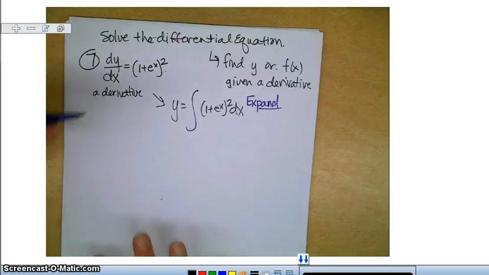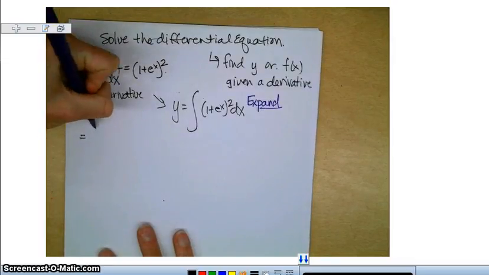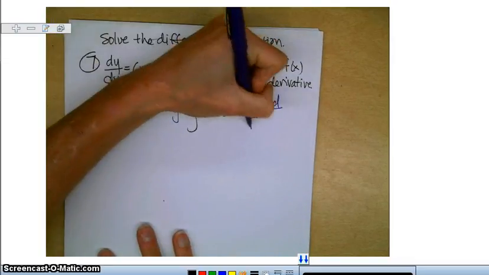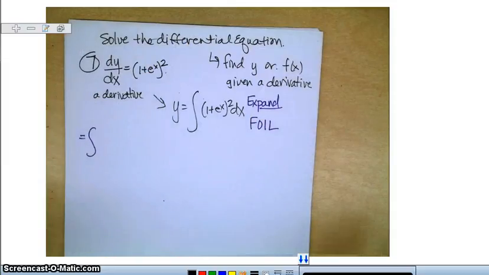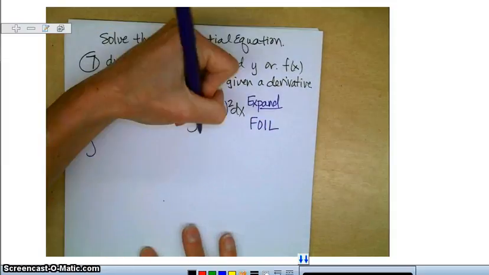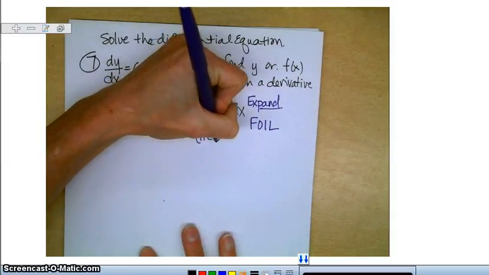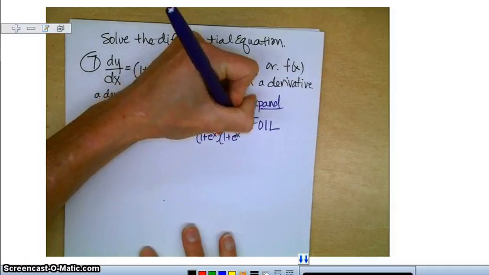All right, so expand. All we're going to do, we haven't worked out the integral yet, so I'm just going to FOIL that. So, a little review on foiling something like this might be good, huh? You're probably a step ahead of me.